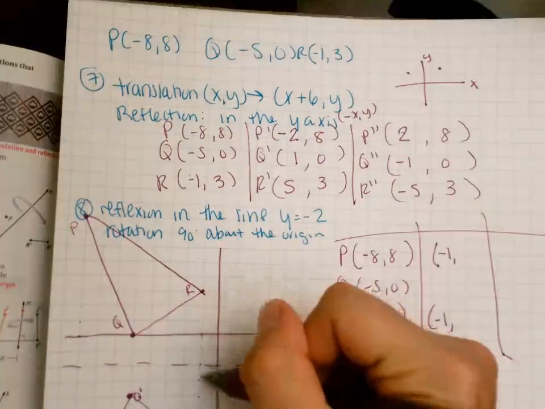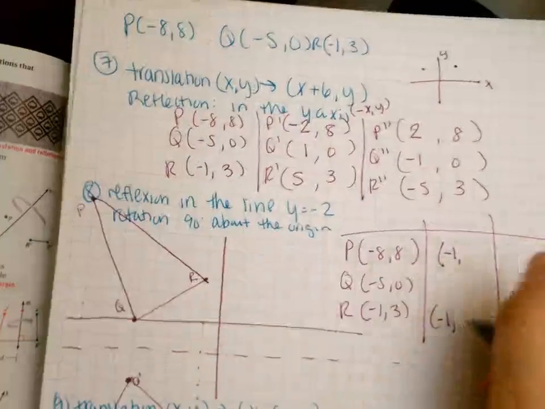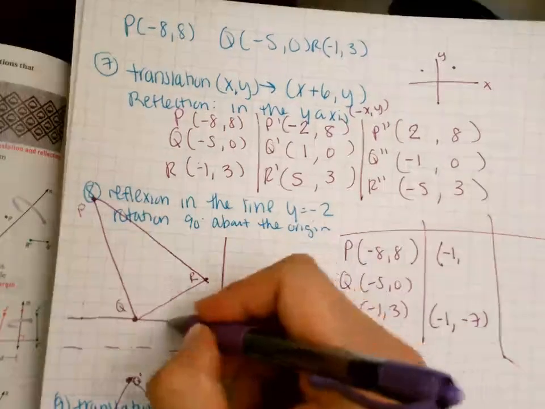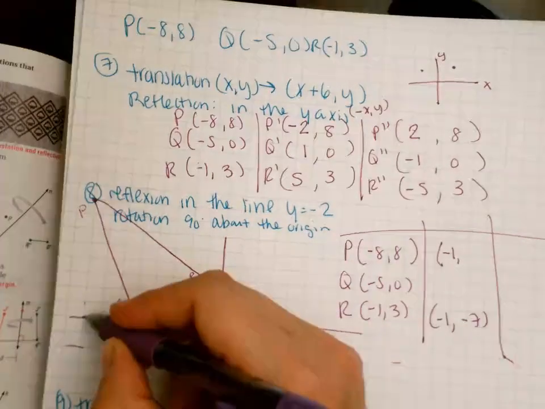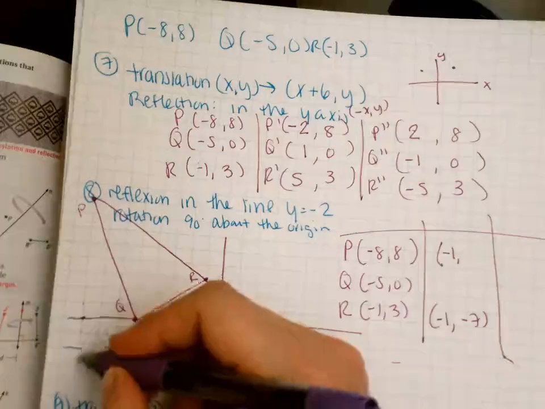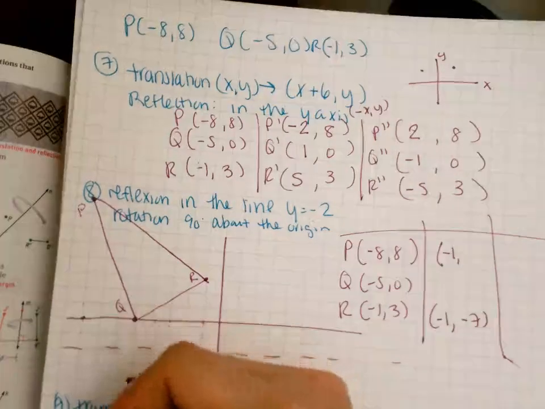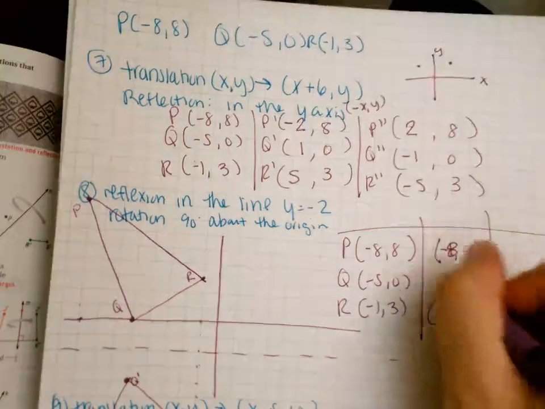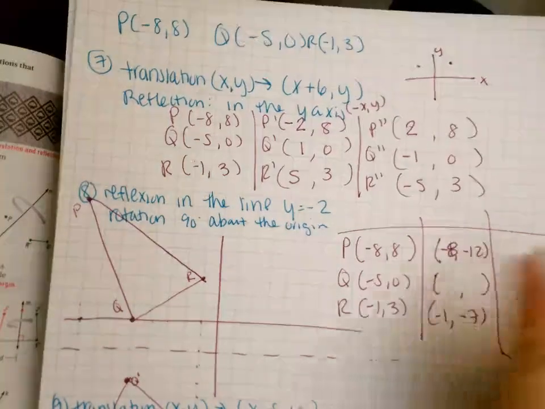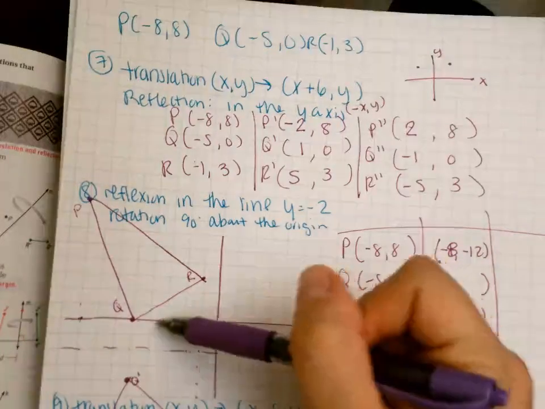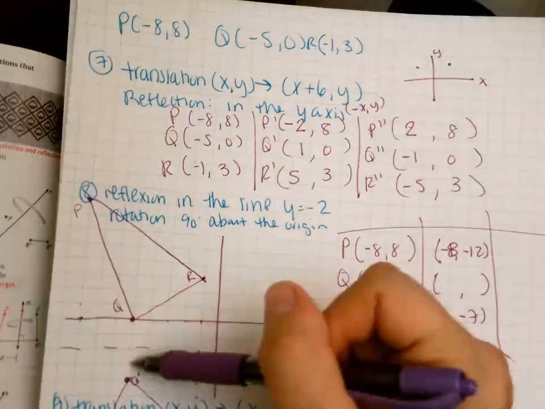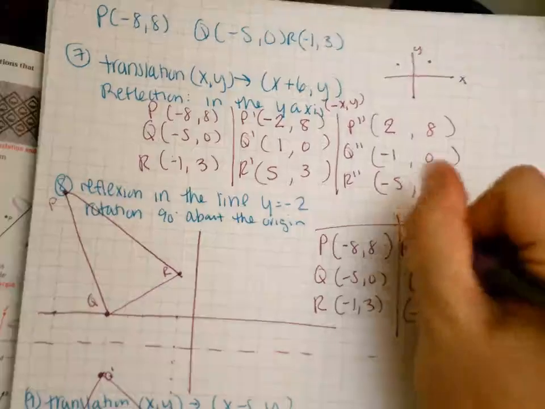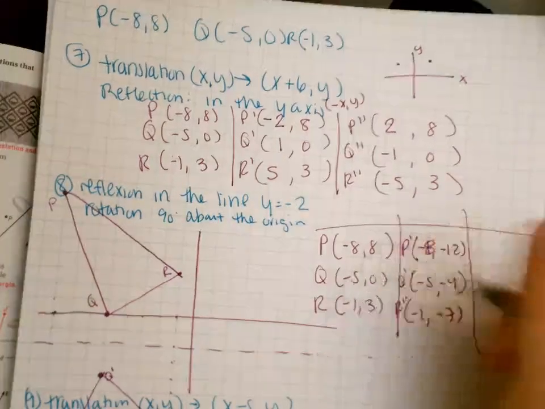Our R is at negative 1, negative 7. Our P is at negative 8, negative 12. And our Q is at negative 5, negative 4. Alright, so that's our P prime, Q prime, R prime.